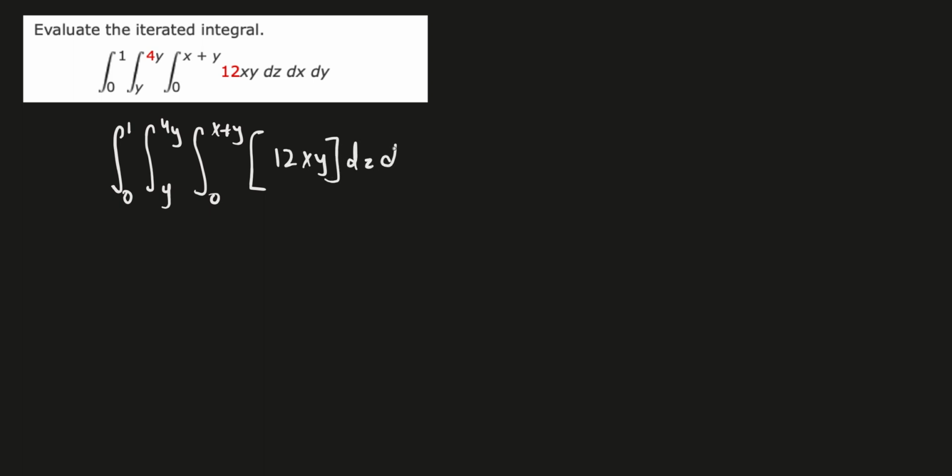Let's evaluate the iterated integral given to us here. The outer integral, we're going from 0 to 1. The two inner ones, we're going from y to 4y, and from 0 to x plus y. We have 12xy dz dx dy.